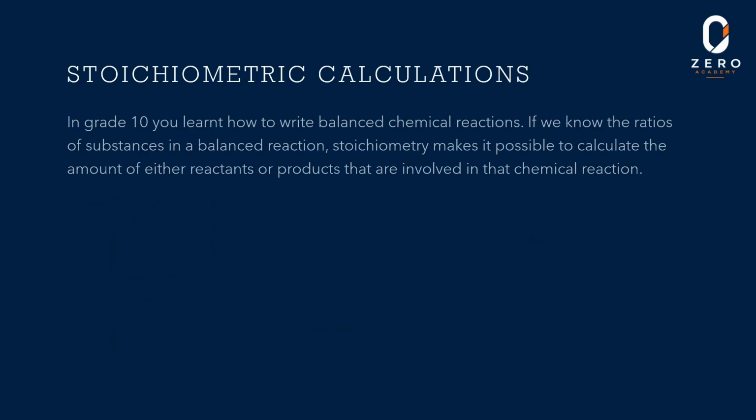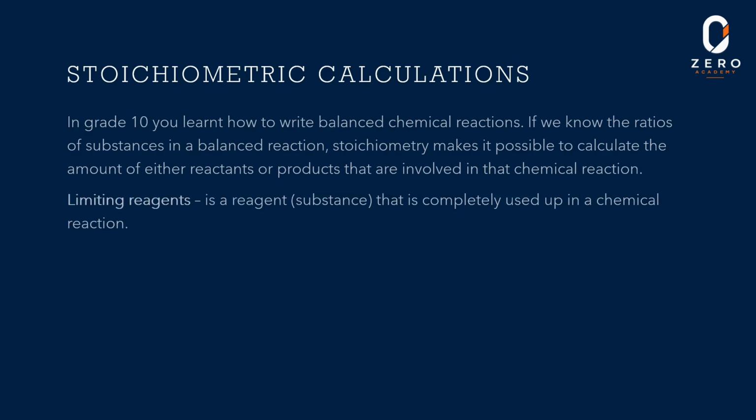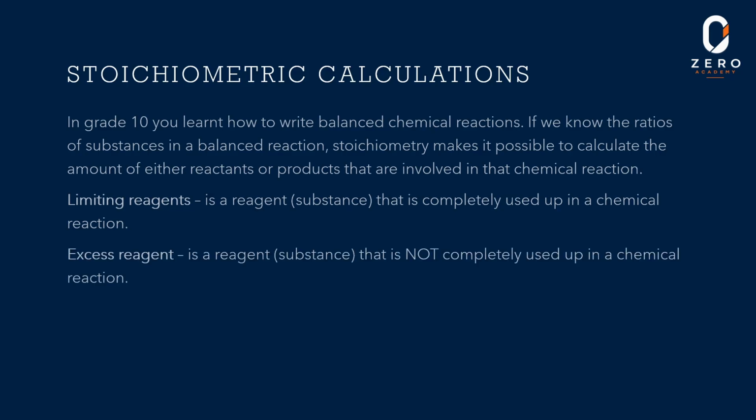Let's move on. In grade 10, you learned how to write balanced chemical reactions. If we know the ratios of substances in a balanced reaction, stoichiometry makes it possible to calculate the amount of either reactants or products that are involved in that chemical reaction. First, let's define limiting reagent. That is a reagent or a substance that is completely used up in a chemical reaction. It finishes up first. Next, we have excess reagent, which is a reagent or a substance that is not completely used up in a chemical reaction, and hence it remains after a reaction.